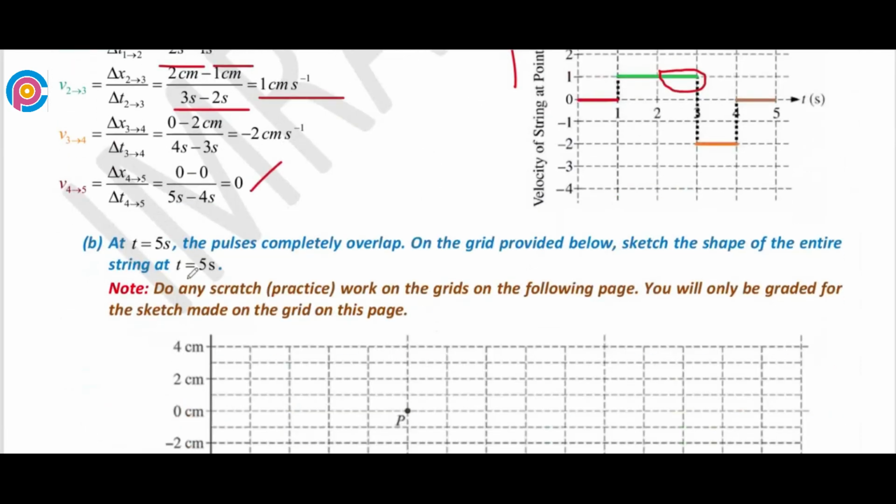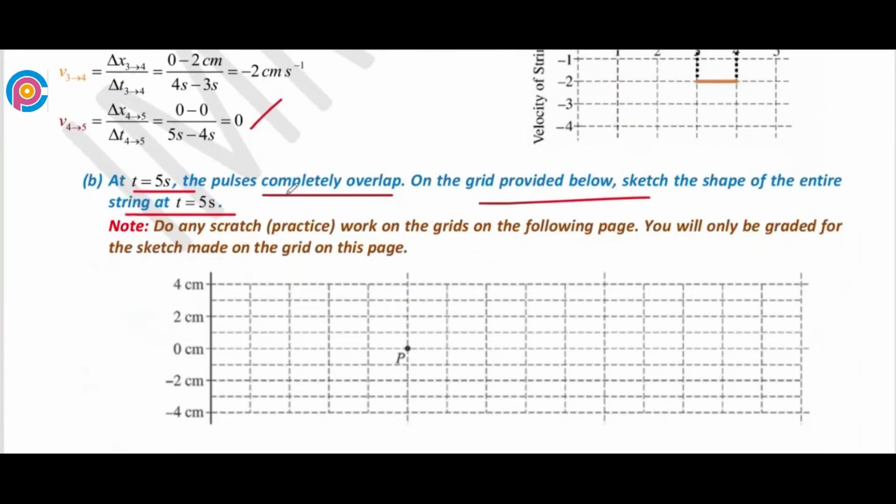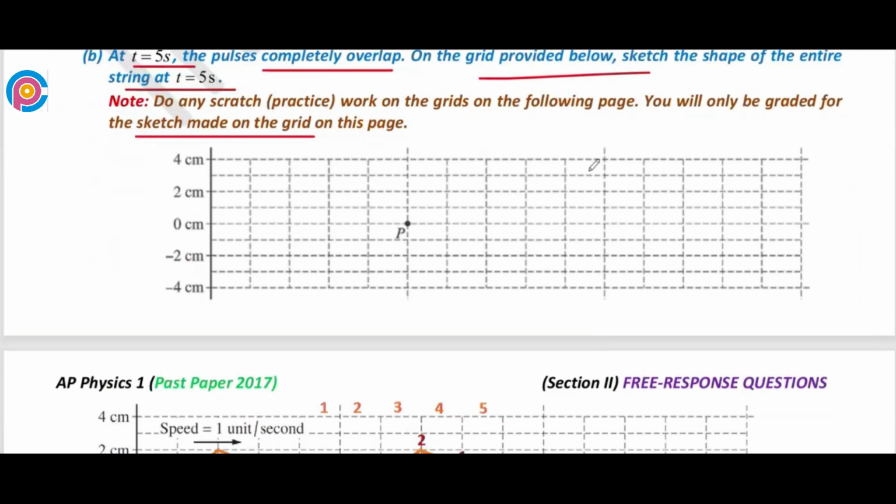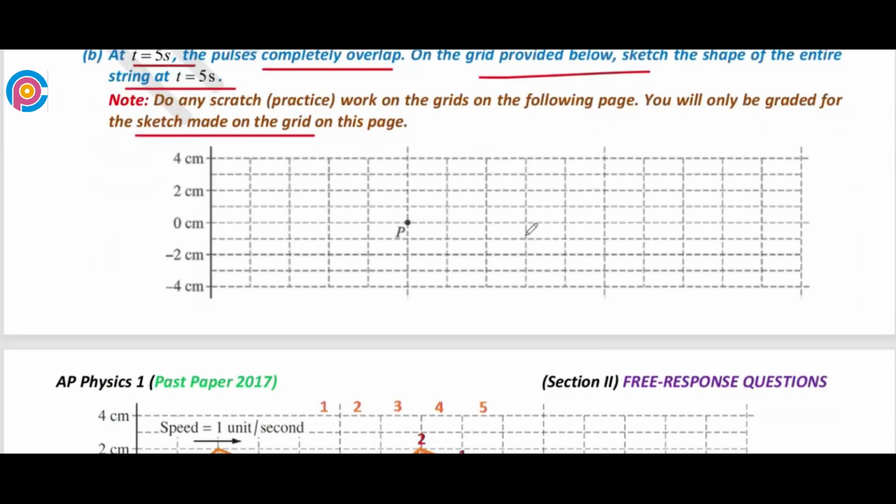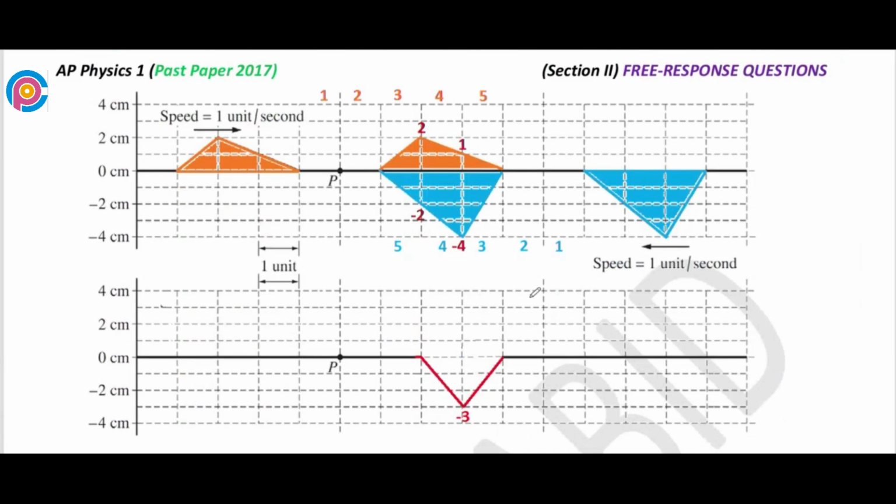Next part: at t equals 5 seconds, the pulses completely overlap. On the grid provided below, sketch the shape of the string at t equals 5 seconds. Don't scratch practice work on the grid on the following page. You will only be graded on the sketch made on the grid on this page. Okay, we have to draw the pulses on this page provided. I have made the situation in this category.